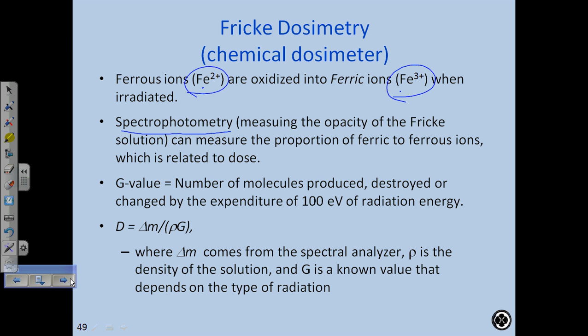It's the number of molecules produced, destroyed, or changed by the expenditure of 100 eV of radiation energy. So for every 100 eV, the G value is going to go up. And the dose to the Fricke dosimeter is just a simple equation. Delta M comes from the spectral analyzer, so delta M is proportional to the change in absorbance. Rho is the density of the solution, and G is a known value that depends on the type of radiation. Okay? It's kind of like your calibration factor.